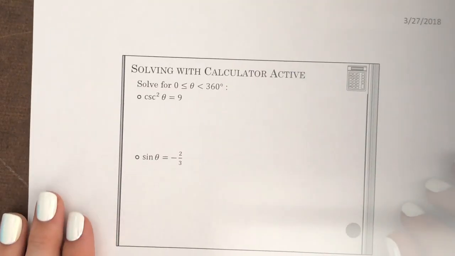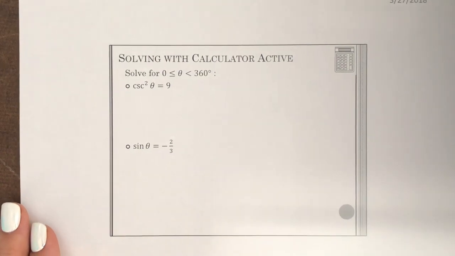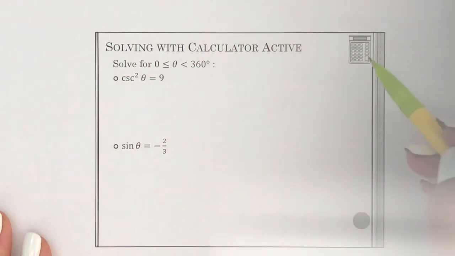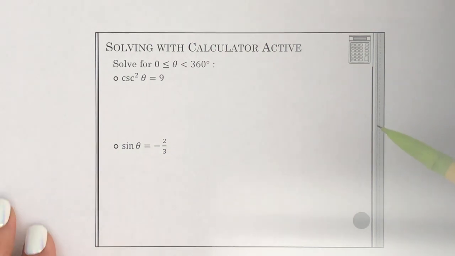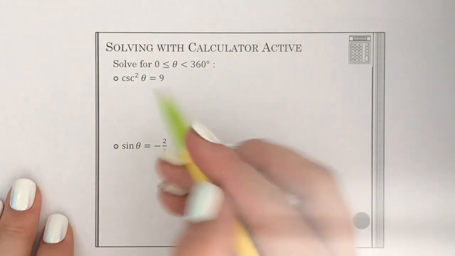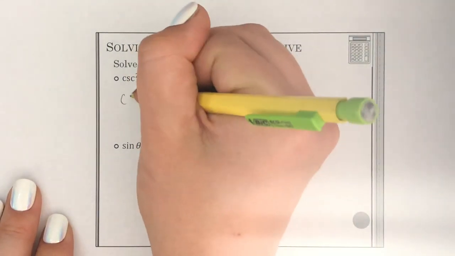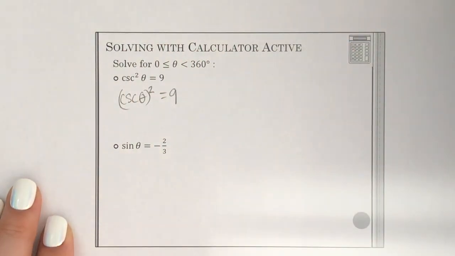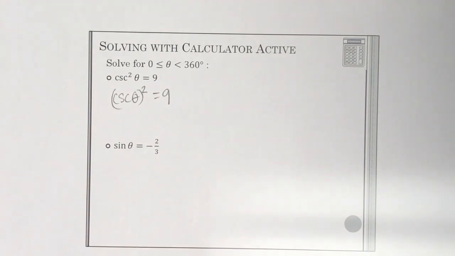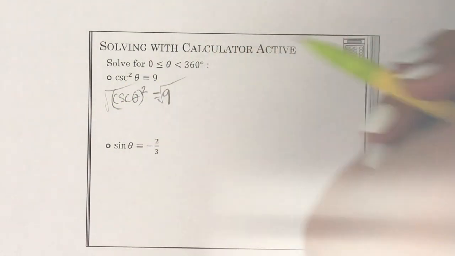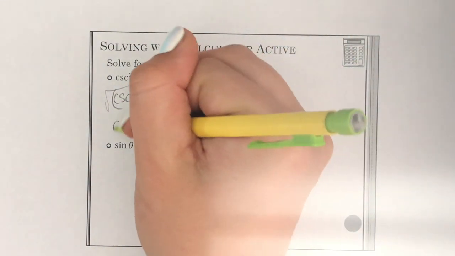All right, so these look more like equations. I'm going to zoom in a little bit. Okay, solve from 0 to 360, and our calculator is active on this one. I'm going to start by isolating the variable, getting it alone. If you want to rewrite this, you can think of it as cosecant theta squared equals 9. Basically you have 2 cosecants, not 2 thetas, you have cosecant times cosecant. So I'm going to square root both sides to start solving.